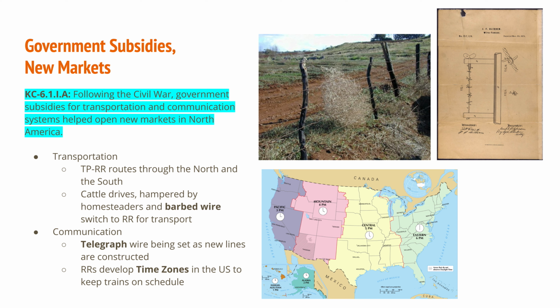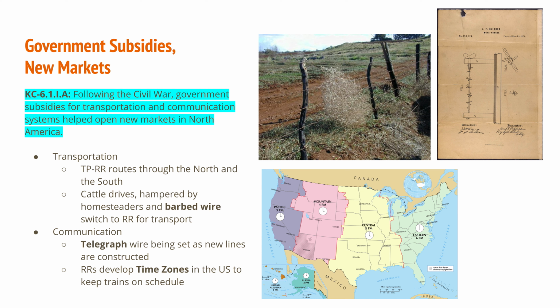Another way in which the government became involved was by giving similar subsidies to telegraph companies, and telegraphs were being set as new lines of railroads were being constructed. So the growth of the railroad industry paralleled the growth of the telegraph.